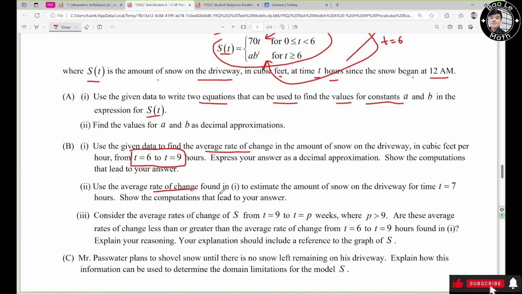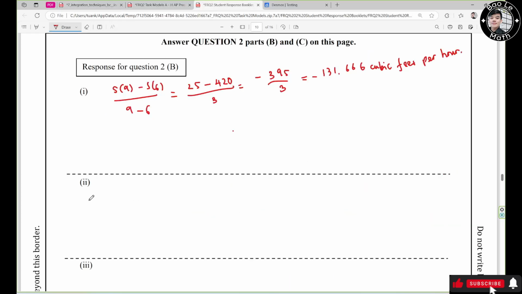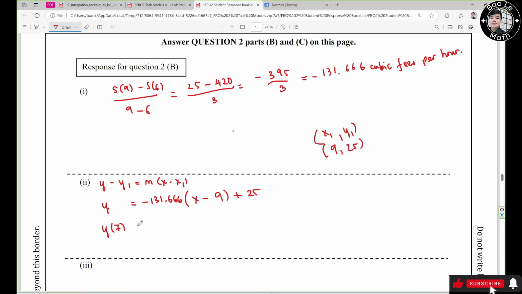B, II. Use the average rate of change found in part 1 to estimate the amount of snow on the driveway for t equals 7. Now, we're going to use the point slope formula. Y minus y1 equals m times s minus s1. So it's going to be y equals negative 131.666 multiplied by s minus s1. I'm going to use the point 9 and 25, so it's going to be minus 9. And then you're going to add y1 both sides, y1 is going to be 25. This one is s1, y1, so keep that in mind. Now y of 7 equals negative 131.666 times 7 minus 9 plus 25. Don't forget parentheses, so keep that in mind.